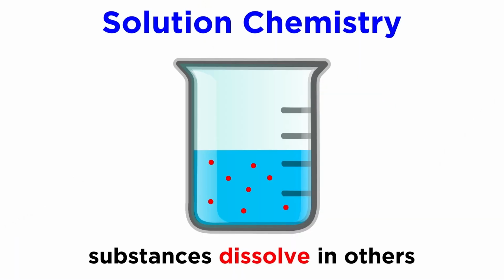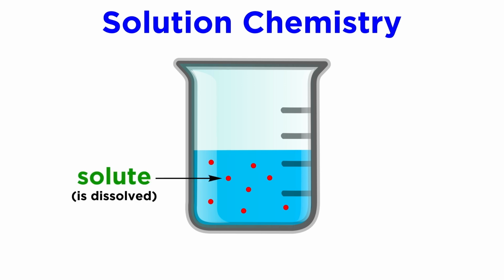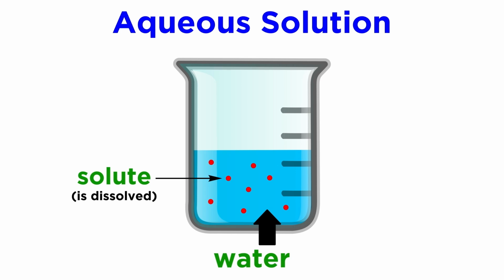Many substances, when placed in some solvent, will dissolve, yielding a solution. In a solution, there is a solute, which is the thing that has dissolved, and a solvent, the thing that the other thing was dissolved in. And the solvent is typically present in a much greater amount. If this solvent is water, then we would call this an aqueous solution, from the Latin word for water, aqua. So any solute that dissolves in water will produce an aqueous solution.